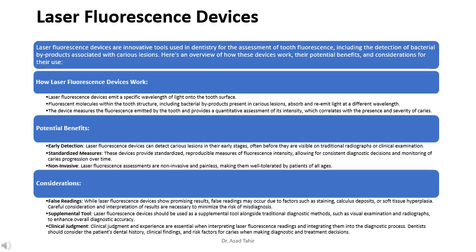How laser fluorescence devices work. Laser fluorescence devices emit a specific wavelength of light onto the tooth surface. Fluorescent molecules within the tooth structure, including bacterial byproducts present in carious lesions, absorb and re-emit light at a different wavelength.